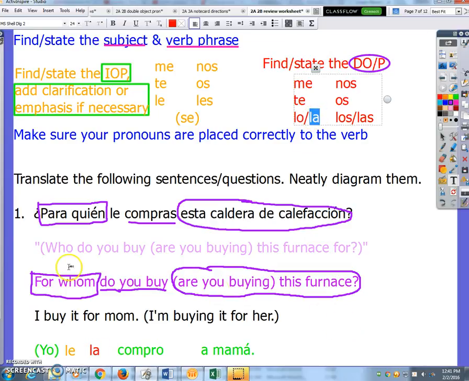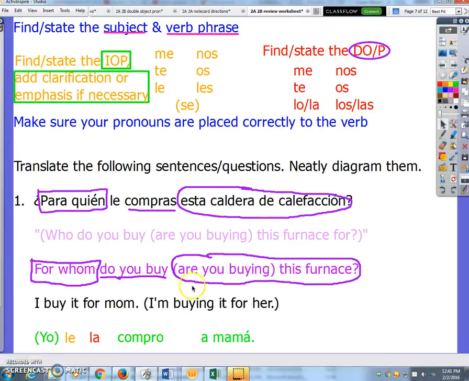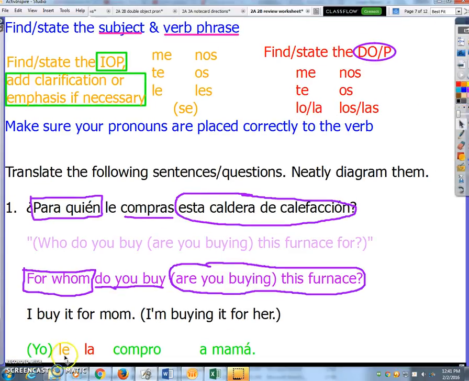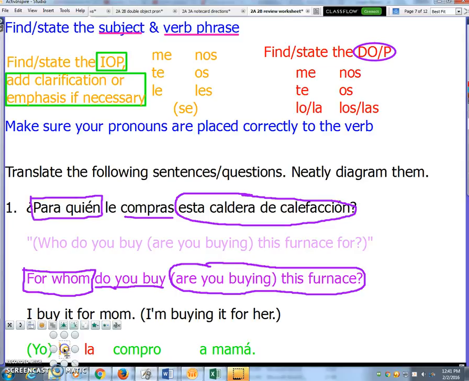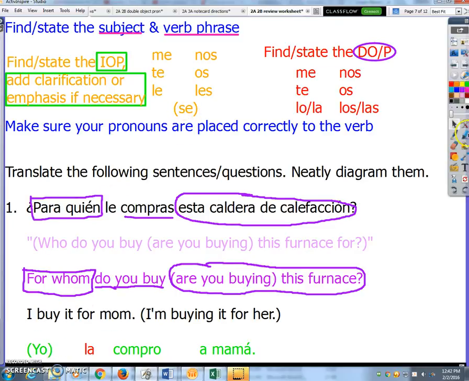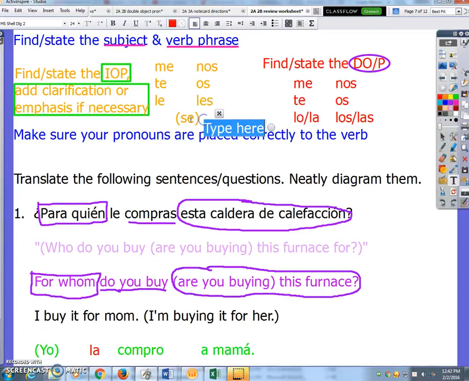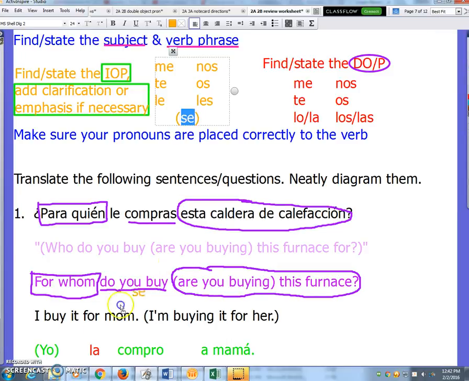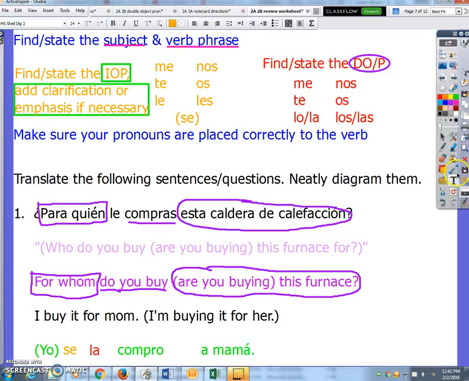But according to our notes, it says we can't say le la. So whenever you have two pronouns in a row that start with the letter L, our notes say that you have to change the le to se. And they always go in this order, IOP then DOP. And the reason I put them here in this sentence is because they go before the conjugated verb.